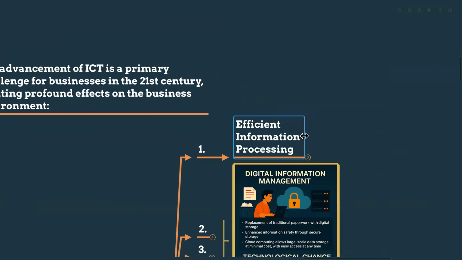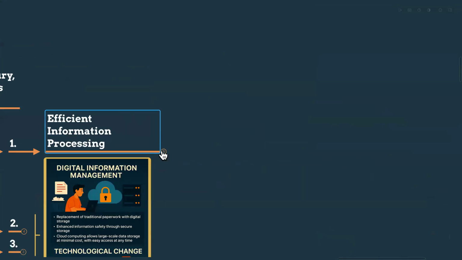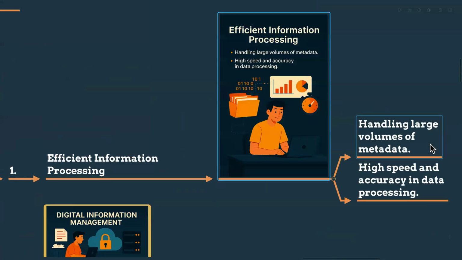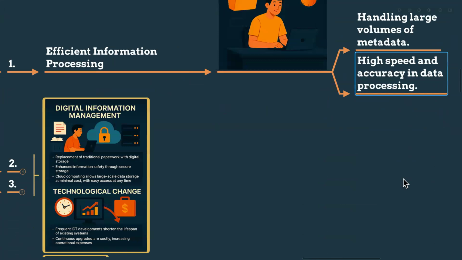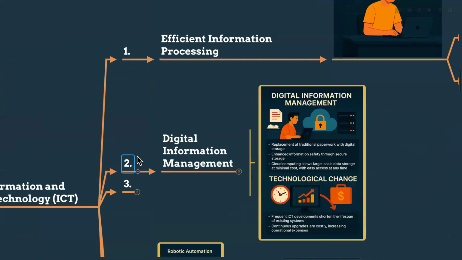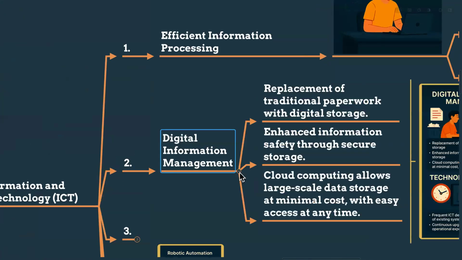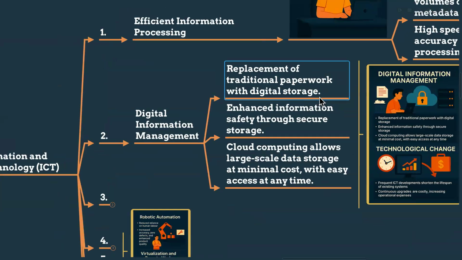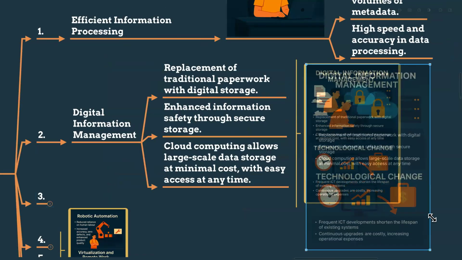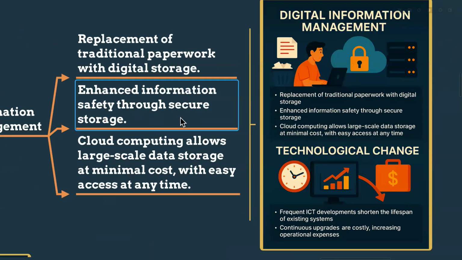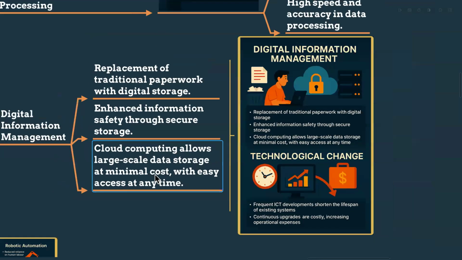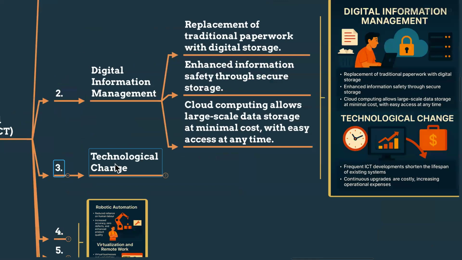The first one, as I mentioned earlier, is that information processing is more efficient than ever, right? Handling large volumes of data, with high speed and accuracy in data processing. The second one is digital information management, the replacement of traditional paperwork, right? With digital storage systems, information safety is enhanced through secure storage and cloud computing. It allows large scale data storage at minimal cost with easy access from anywhere, as I mentioned.